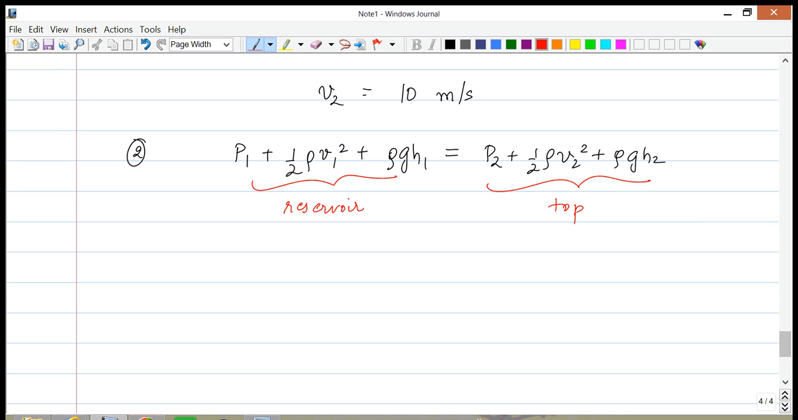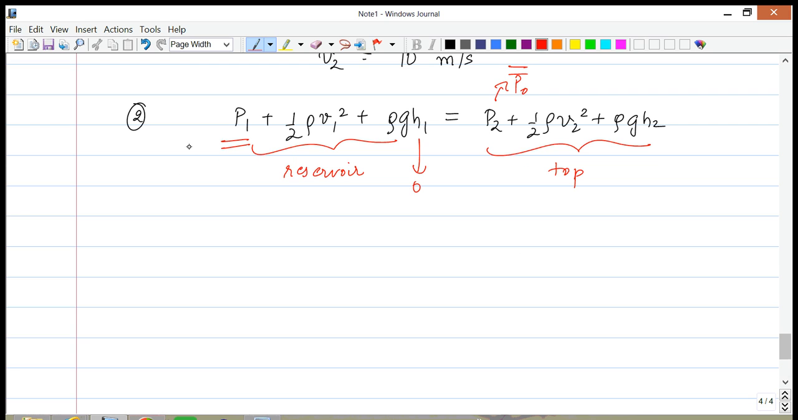Now for the reservoir, we know that the height h is equal to 0. It's at the bottom, so that's gone. V1 we're going to have to find. V2 we know. h2 we know. P2 we know. P2 is equal to the atmospheric pressure. We're going to find P1. In fact, the gauge pressure is simply going to be P1 minus P0. So we'll just calculate P1.